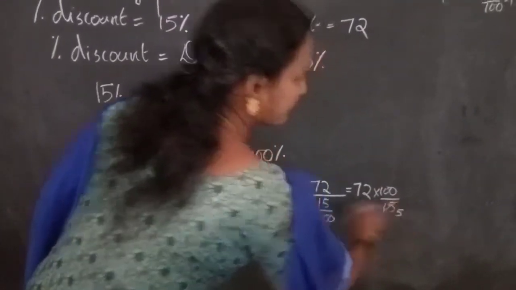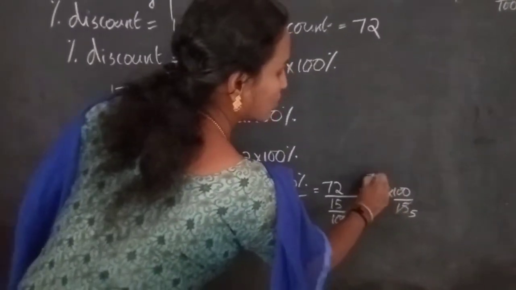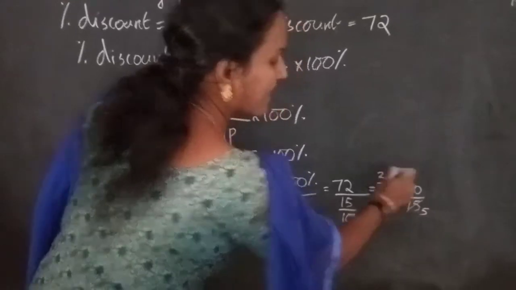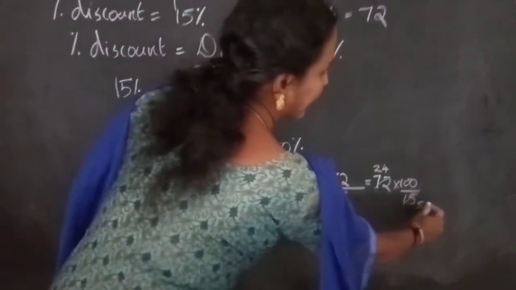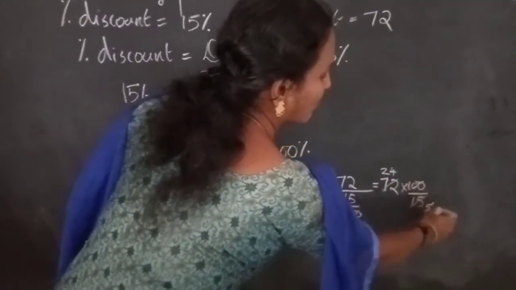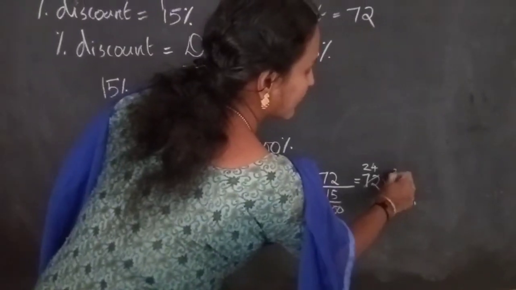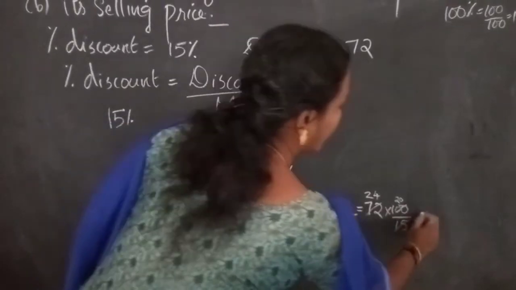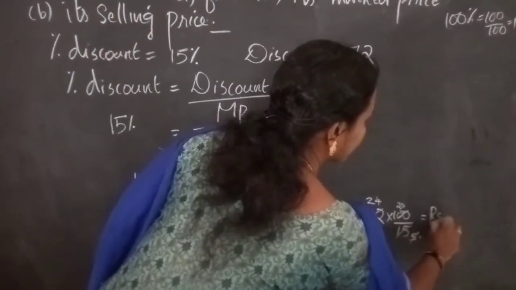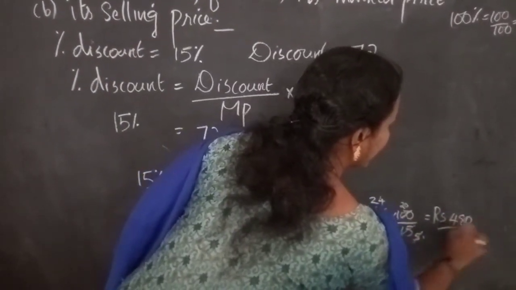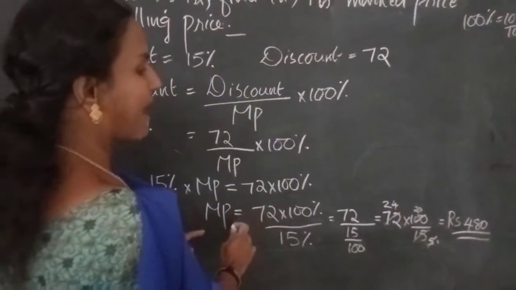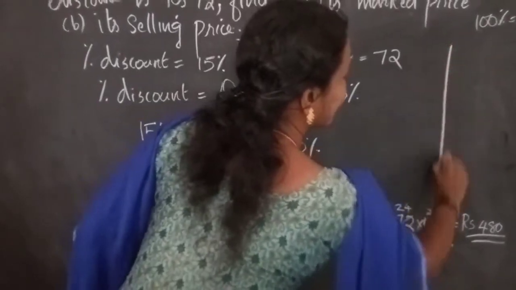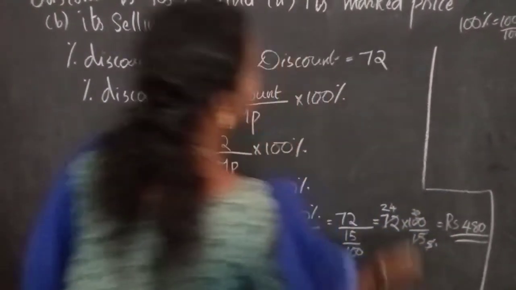3 5s are 15. Here 2 3s are 6. Then balance 1, 12. 4 3s are 12. Again cancel 5 and 100. 1 5 is 5. 2 5s are 10. Put 0. So 24 into 20, rupees 480. So market price is equal to 480.